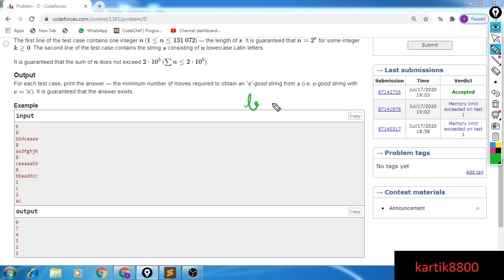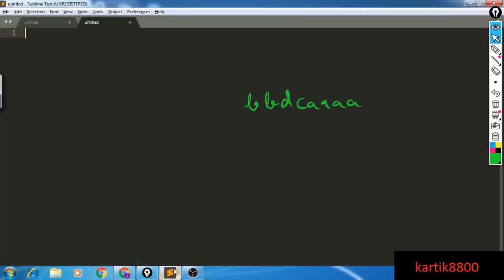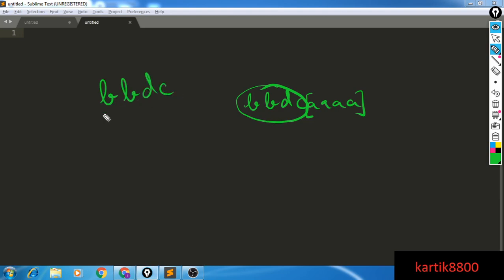Okay, so initially we are given b, b, d, c, a, and a, and I want to make this string into an a good string. So here the second half is already a's. Now I would like to find the minimum cost in which I could turn this part into a b good string. Okay, so what is the minimum cost in which I could convert BBDC into a B good string.